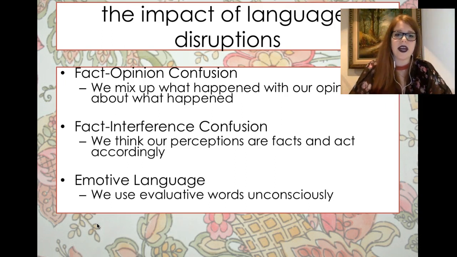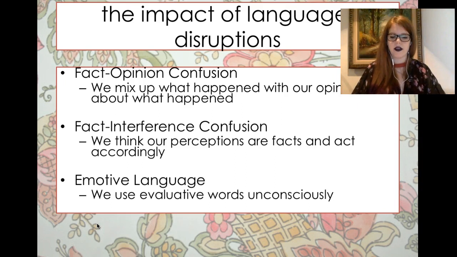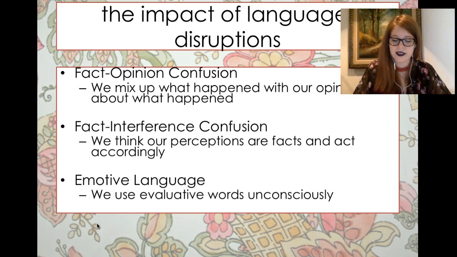Fact-opinion confusion is what happens when we mix up our opinions about what happened. There's a difference between understanding something as existing and understanding our opinion on it. So let's say we were teaching in this classroom. We all experienced the same lecture, the same content in the same room. But you left, and you might be like, man, that room is always cold. Why do they do that?